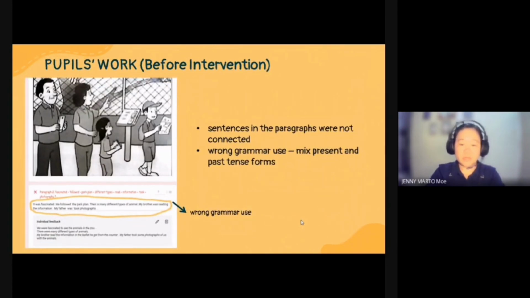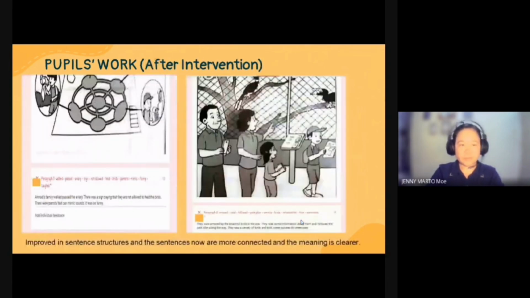So in conclusion, before the intervention, I found out that the sentences in their paragraphs were not connected and the grammar use was wrong because they tend to mix present and past tense forms. But after the intervention, now I can see that the pupils' work and their sentences have improved in terms of sentence structures, and the sentences are now more connected and the meaning is clear.